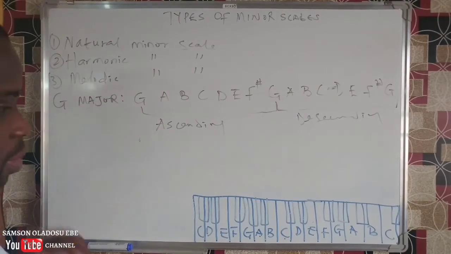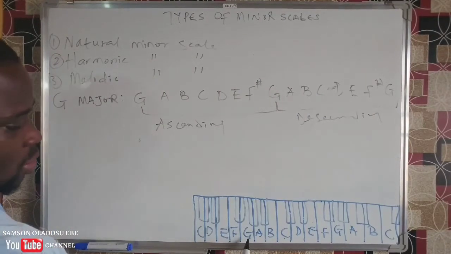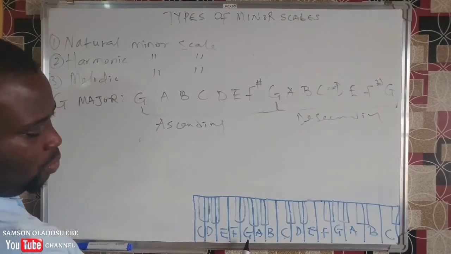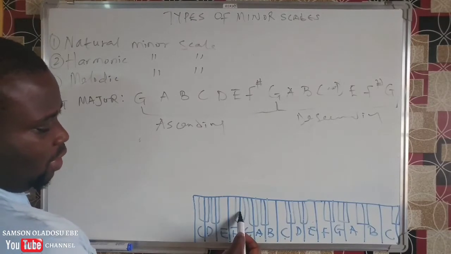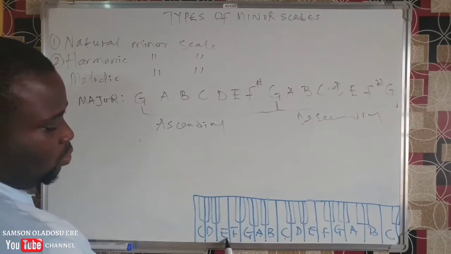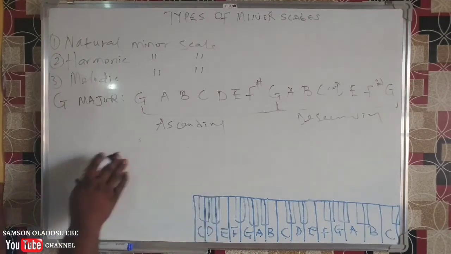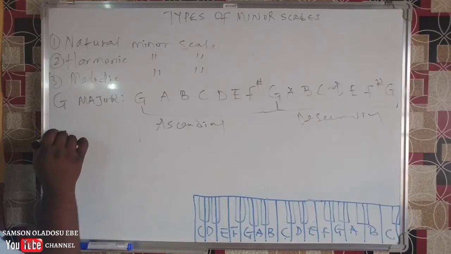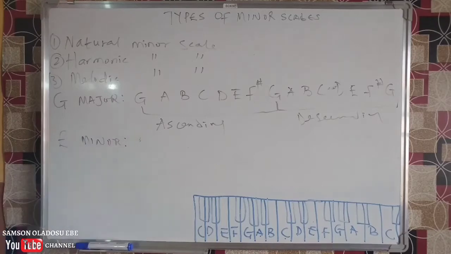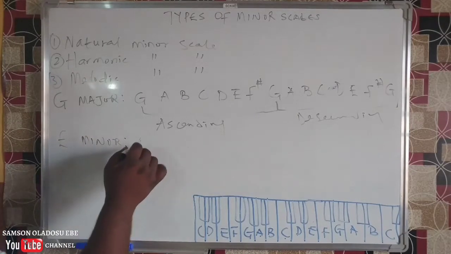So let's come to our keyboard here. This is G. So let's count 3 semitones from G. So it's going to be G to F sharp is 1, F sharp to F is 2, F to E is 3. So it's going to be E minor. E minor. Okay? So let's get to write the scale.